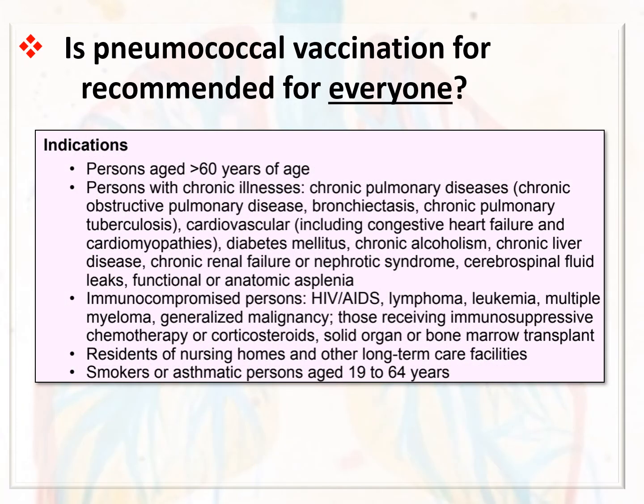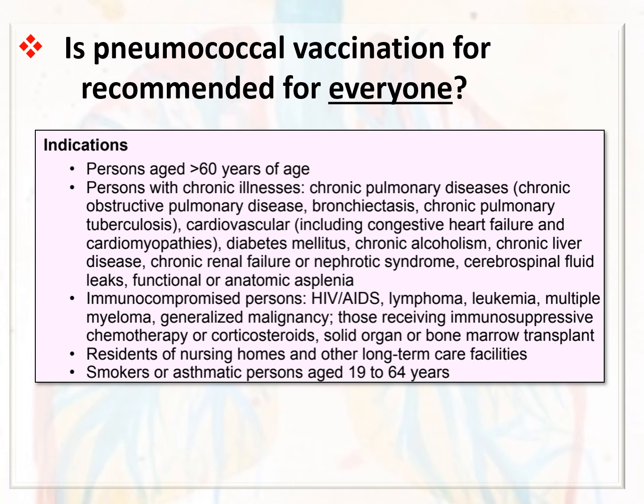Is pneumococcal vaccination recommended for everyone? These are the indications. Pneumococcal vaccination should be given to persons aged more than 60, persons with chronic illness like COPD, bronchiectasis, diabetes, chronic liver disease, renal failure, patients who are immunocompromised, like patients with HIV/AIDS, cancer, or residents of nursing homes and other long-term care facilities, as well as smokers and those who are asthmatic.